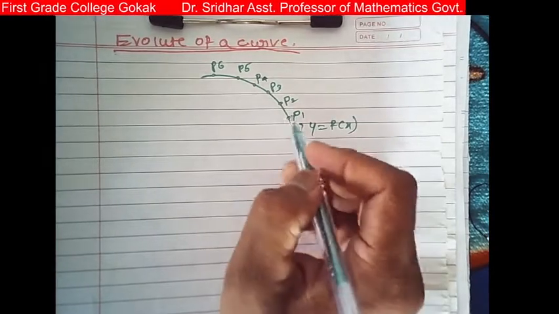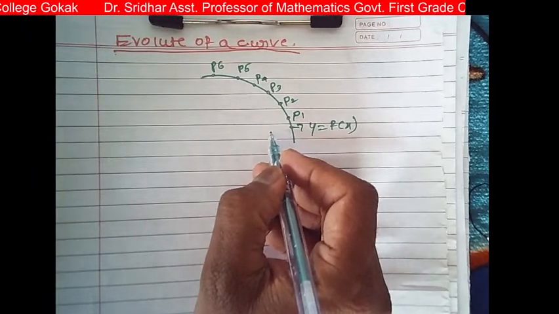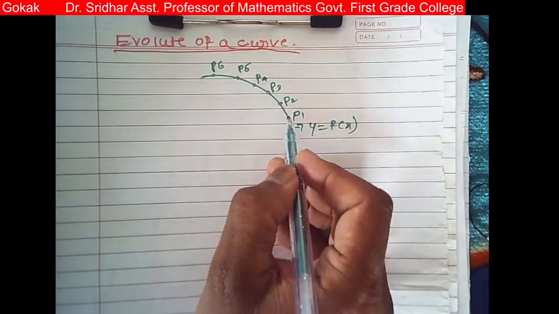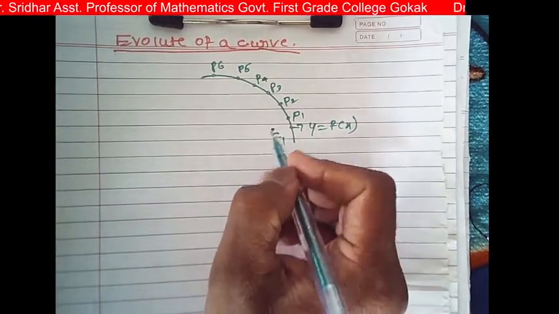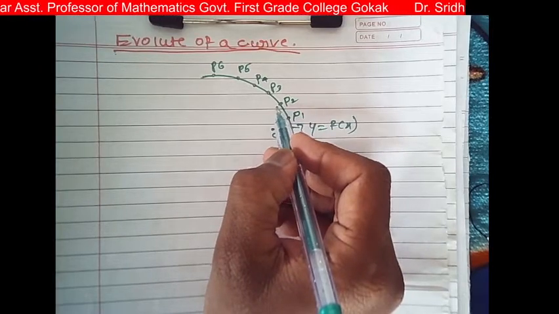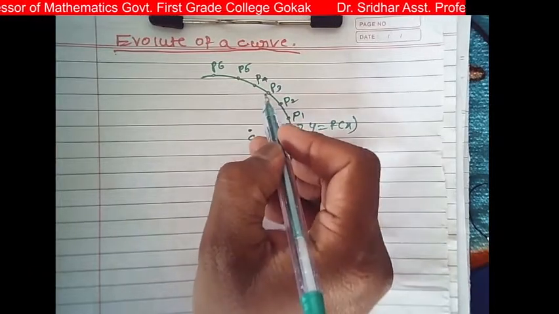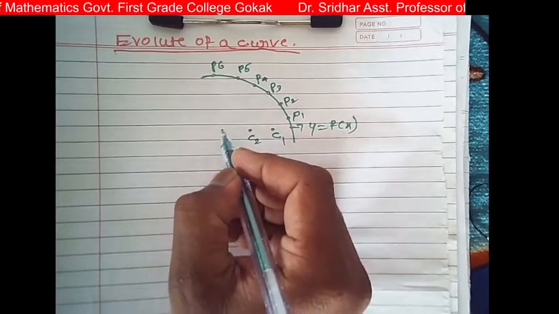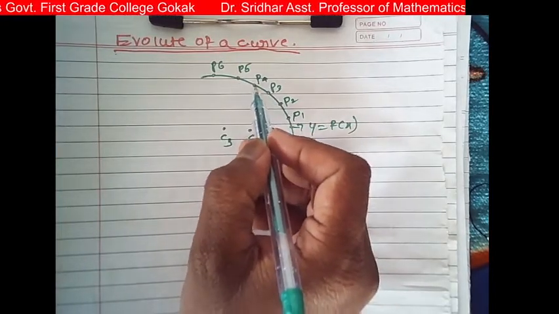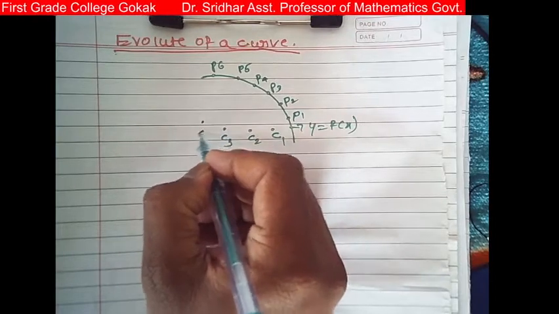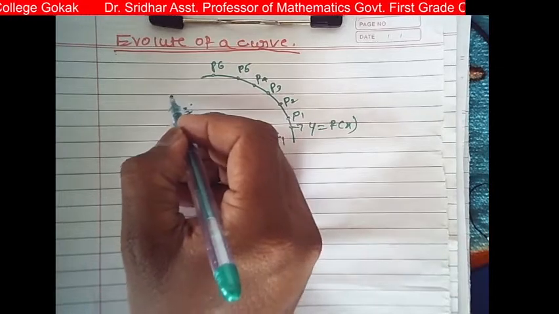Okay, so next, corresponding to this P1, we consider center of curvature. Now let at this point P1, the center of curvature be C1. Now let at this point P2, the center of curvature be C2. At this point P3, the center of curvature be C3. At this point P4, the center of curvature be C4. Then this point it is C5, and this is C6.